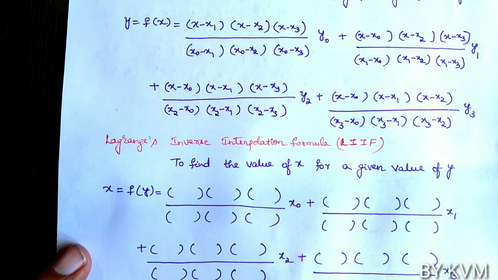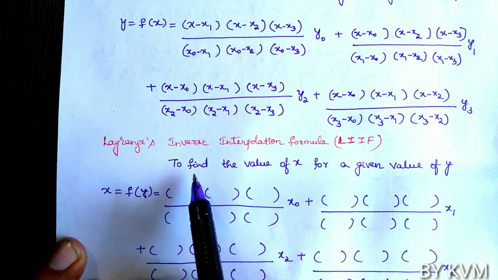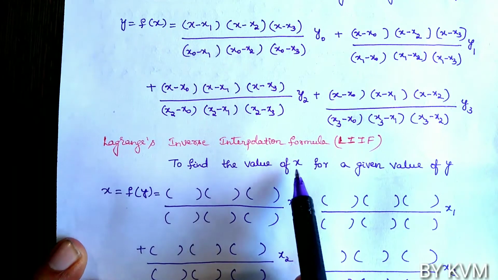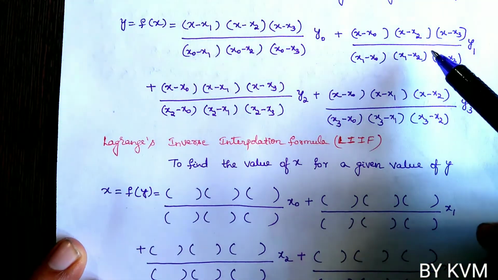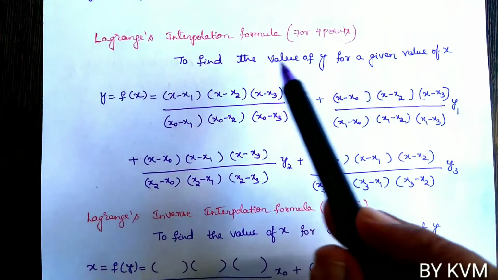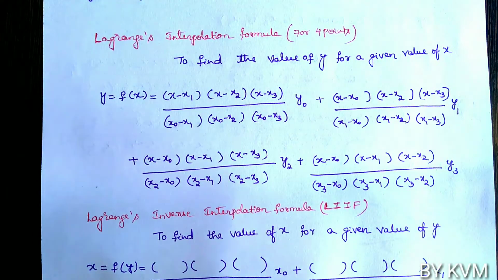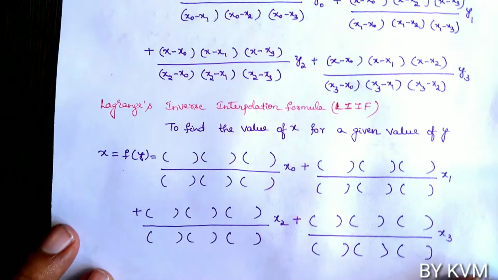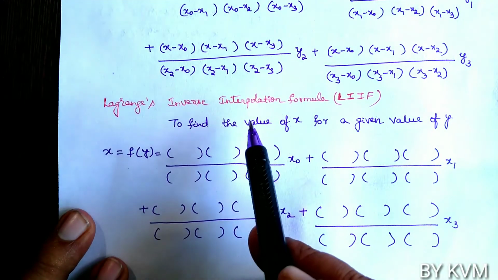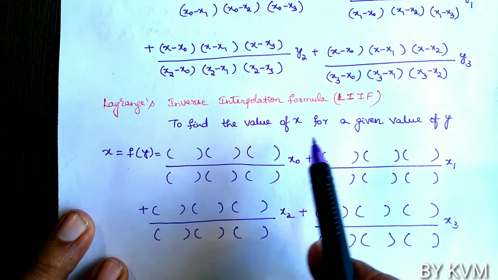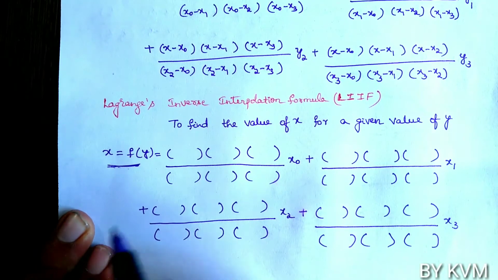Then Lagrange's inverse interpolation formula. So here we can find the value of x for a given value of y. So in Lagrange's interpolation formula, we have to replace x by y and y by x. So now in Lagrange's inverse interpolation formula, we can find the value of x for any given value of y. So the formula is x equals f of y.